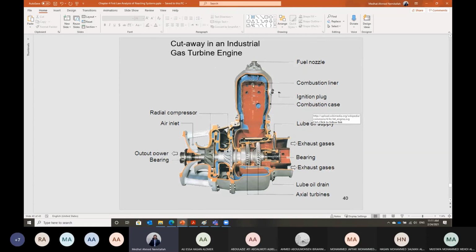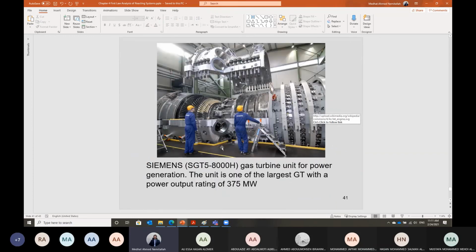This is a cross section of a small gas turbine, also for industrial application. This is how it looks, Shabab, the size of the gas turbine. But this gas turbine is one of the biggest gas turbines in the world, by GE. Largest gas turbine. This is the model of the gas turbine by Siemens, and you can imagine here, Shabab, the gas turbine can provide a power of 375 megawatt.